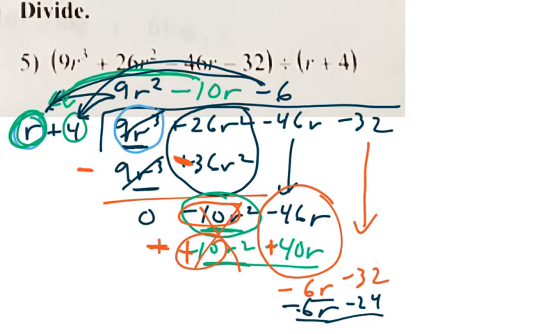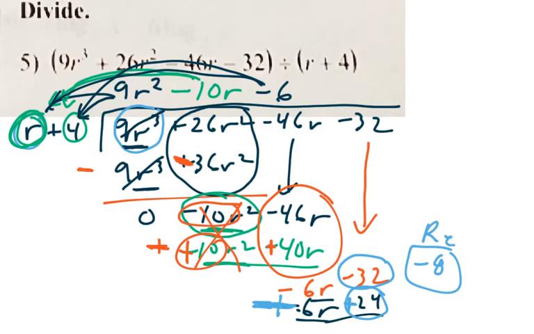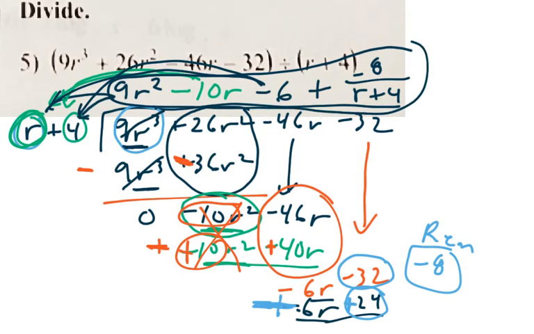Now watch carefully. When I minus, that becomes a plus. That becomes a plus. If that was already a plus, it would become a minus, right? But anyways, negative 32 plus 24 is negative 8. That is my remainder. Okay? And your teacher most likely is going to have you say plus negative 8 over your divisor r plus 4. And that's basically how long division is done.